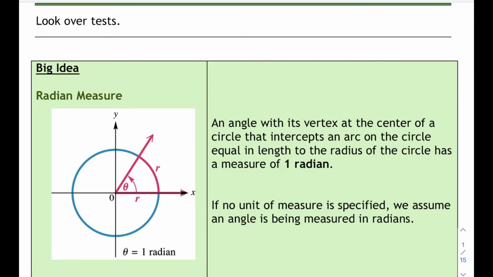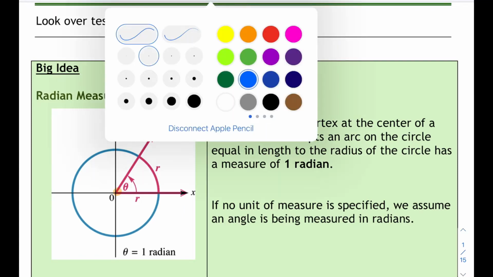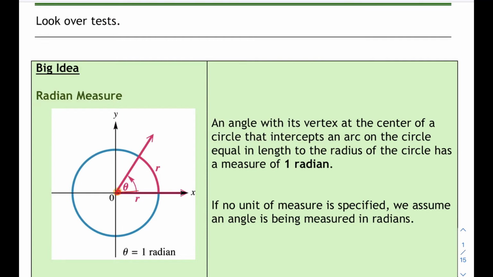Basically, an angle of 1 radian is an angle that has its vertex at the center of a circle, and it intercepts an arc on the circle that's equal in length to the radius of the circle. So if you think about taking my radius of whatever circle I've got, from the middle to the outside, and bending that and wrapping it around, the angle measure created by that is an angle measure of 1 radian. If we're talking about 2 radians, that's the angle formed by wrapping 2 radiuses around the outside of your circle.